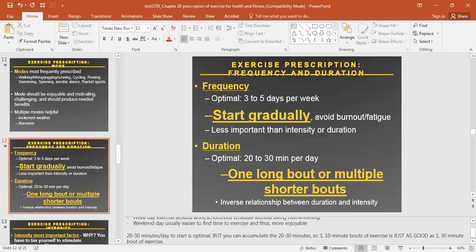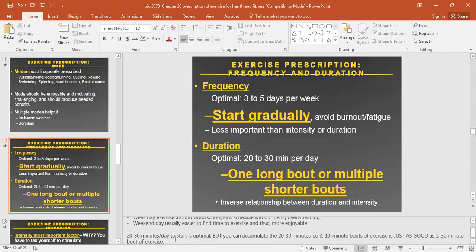So frequency and duration are also variable. There are optimal numbers here. 3 to 5 days a week. Start with 2 to 3 days. If you instantly have someone start an exercise program and jump right into 5 or 6 or 7 days a week, they're going to burn out. They're going to get tired. They could even get hurt.